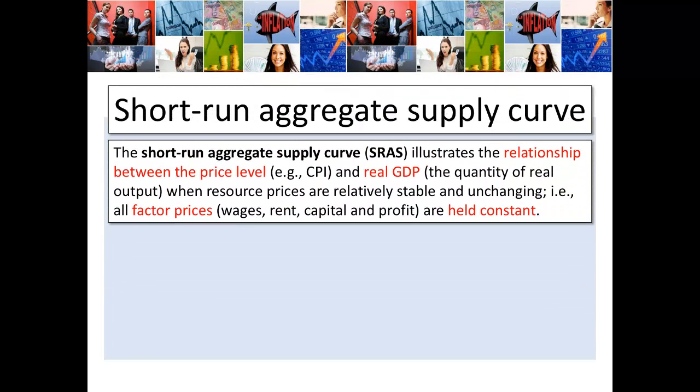Moving on to our short-run aggregate supply curve. Now this is a relationship between the price level, e.g. the CPI, which we've just looked at, and real GDP, which is the quantity of real output. And this is when resource prices are relatively stable and unchanging. So the factor prices, our wages, rent, capital and profit, they're held constant. They don't change. If they're changing, we're talking about the long run.